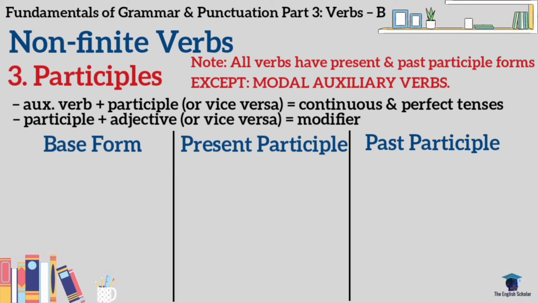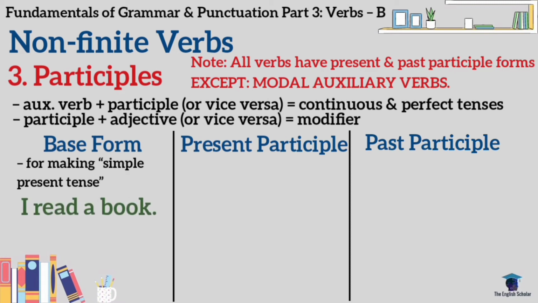We use the base form of verb to create a simple present tense. For example, I read a book. The word read here is the base form of the verb, and it is always the original word. And see, we are using it to make up simple present tense.